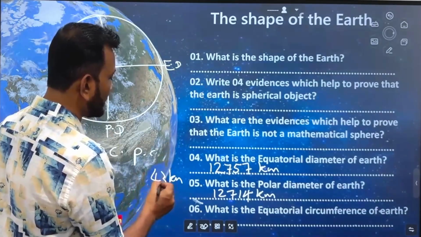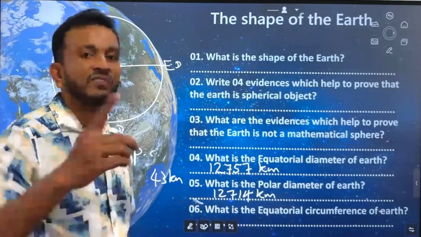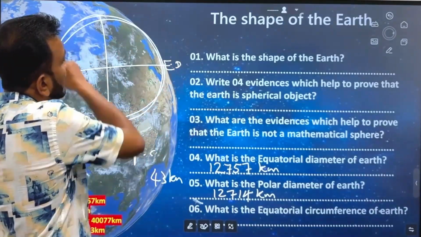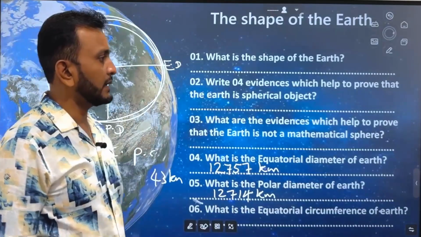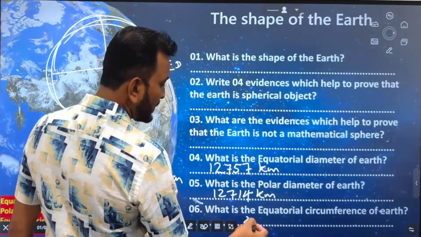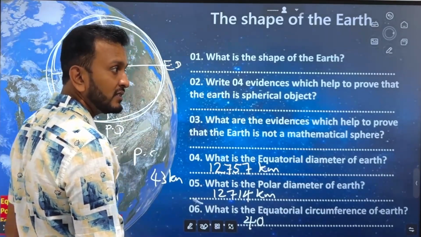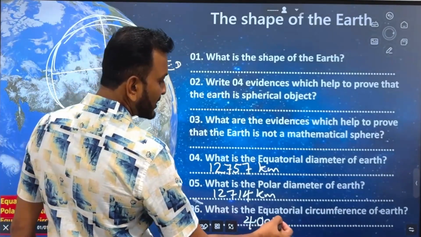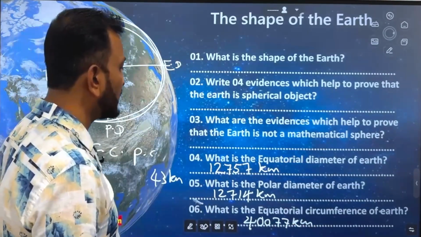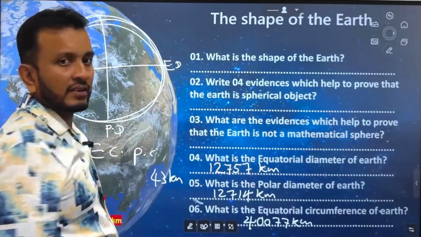Then next, number 6. What is the equatorial circumference of the earth? Right. Give your answer. 40,077 kilometers. Okay. That is the equatorial circumference.